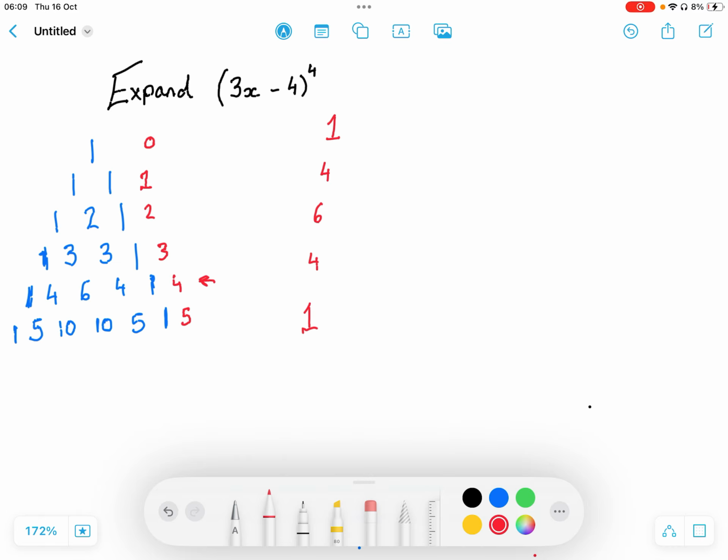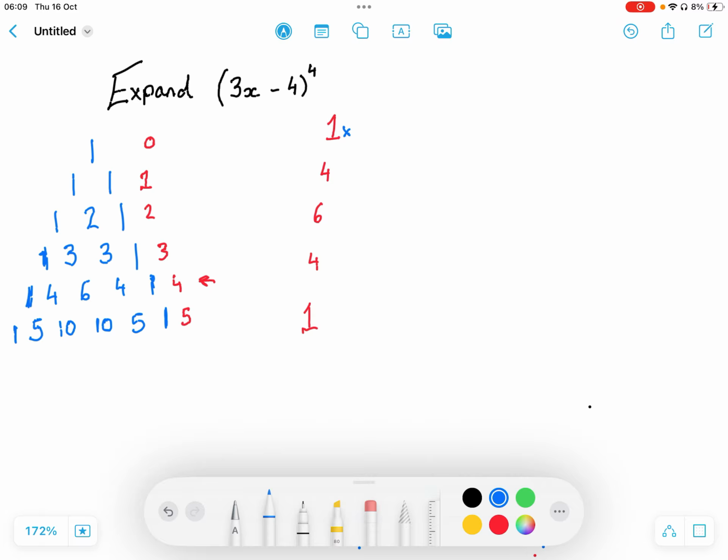Okay, then I'm going to do the same thing. So before it was x. So it was descending powers of x, right? x5, x4, x3, x2, x1. Now we've got 3x. What we've got to do is be careful. What some people do is they put, well, 3x to the power of 4. No, right?